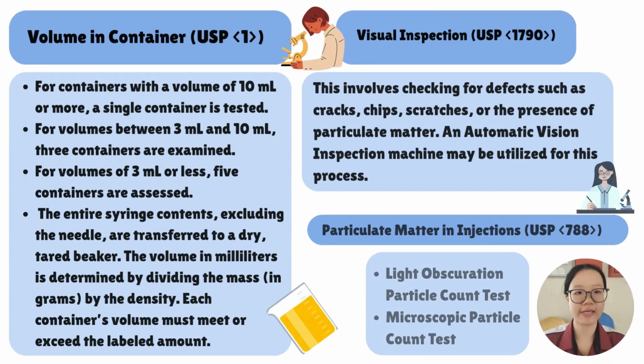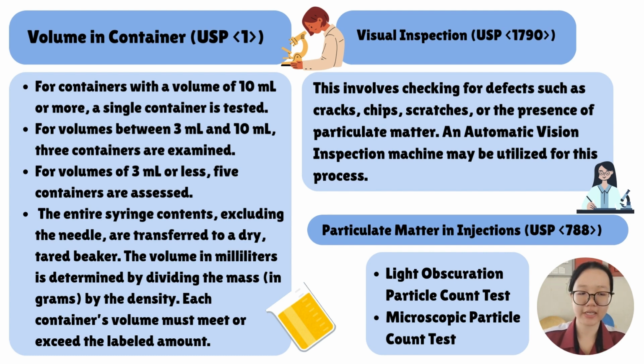Next, we have the volume in container test as described in USP 1. This test ensures that each syringe contains at least the labeled volume. The number of containers tested depends on their size. 1 container for volume more than 10 ml, 3 containers for between 3 to 10 ml, 5 containers for volume less than 3 ml. The entire contents are transferred to a tared beaker, and volume is calculated by dividing the mass by density of the solution.